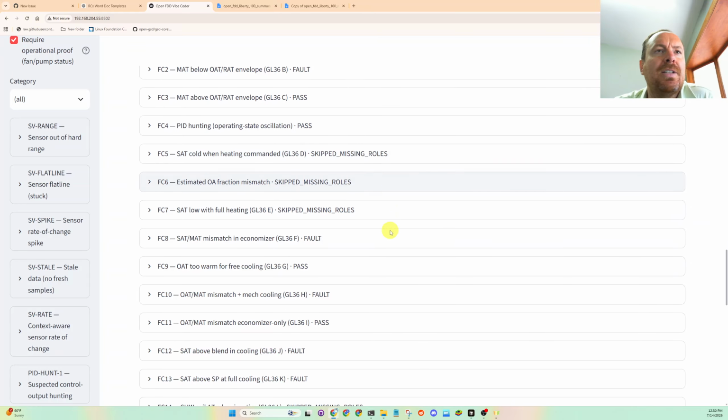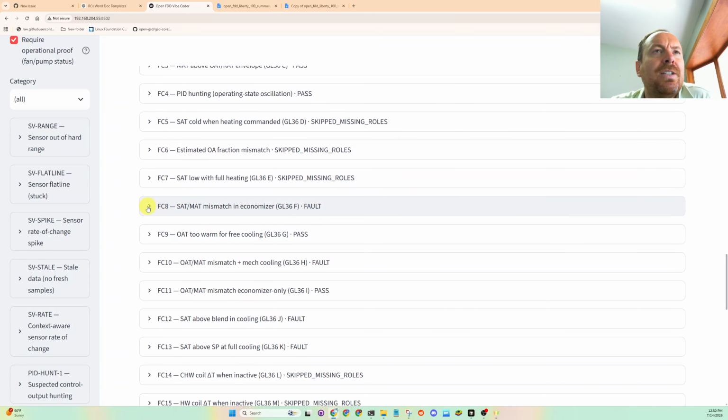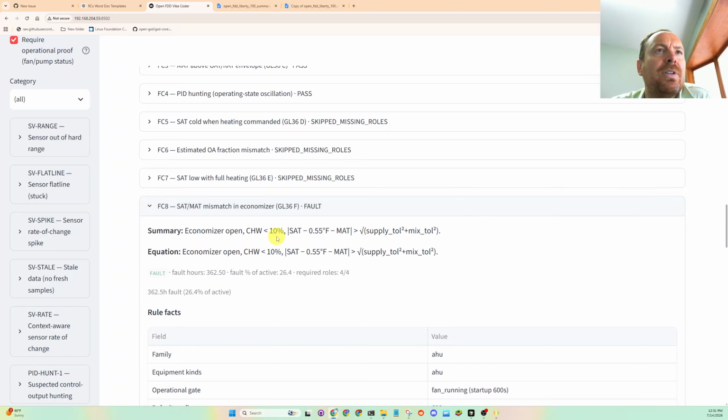It doesn't apply to the data model, but this is what I was trying to demonstrate yesterday, I think it was this one. This is a supply air temp and mixing air temp mismatch in full economizer. So this would mean the economizer damper is wide open, the mixing air damper mapped in through Haystack, and the chilled water valve is open 10%.